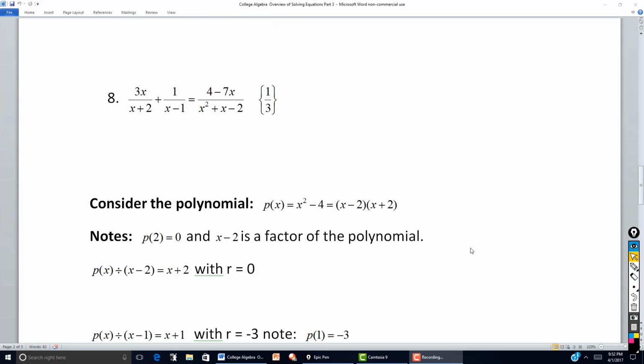Just to remind you, let's consider the polynomial p of x equal to x squared minus 4. And I have it factored out for you. It factors as a difference of squares into x minus 2, x plus 2. So then a few notes to keep in mind. Notice that p of 2 is equal to 0. So if I replace the x by 2, whether in this format here or in the factored form, I get 0. So also note that x minus 2 is a factor of the polynomial.